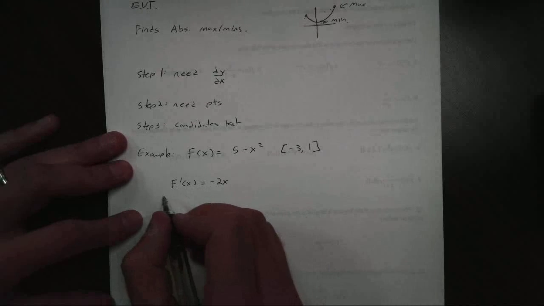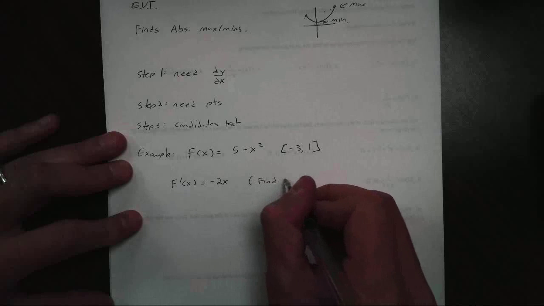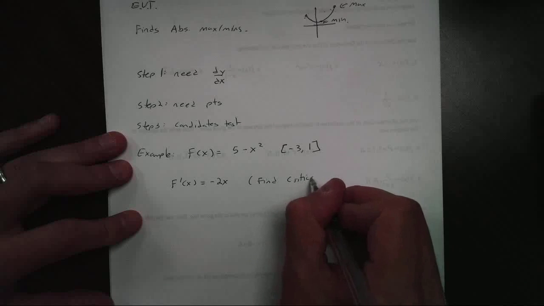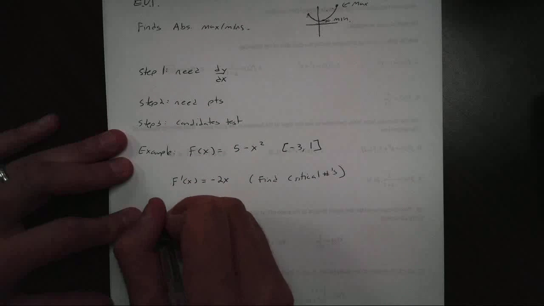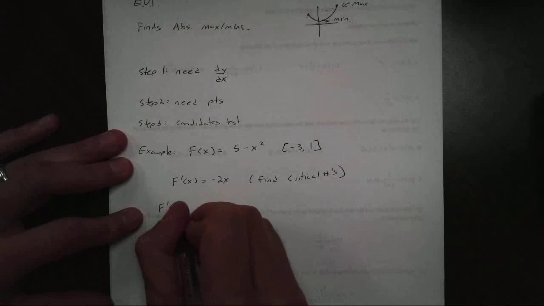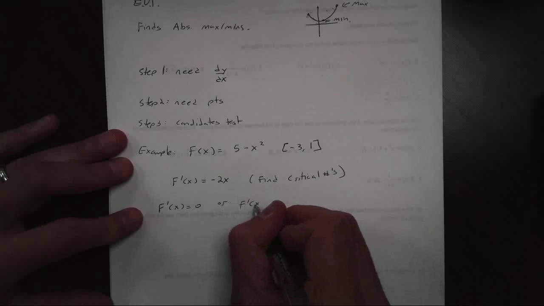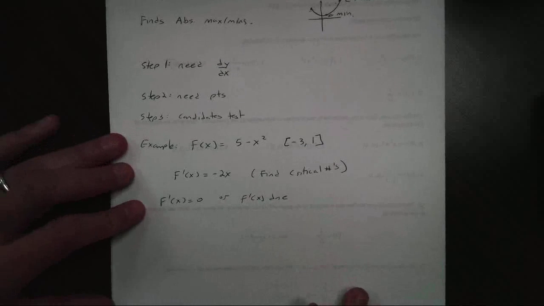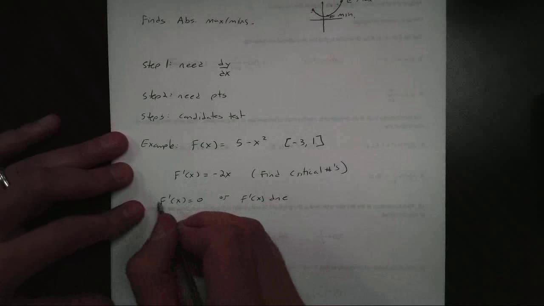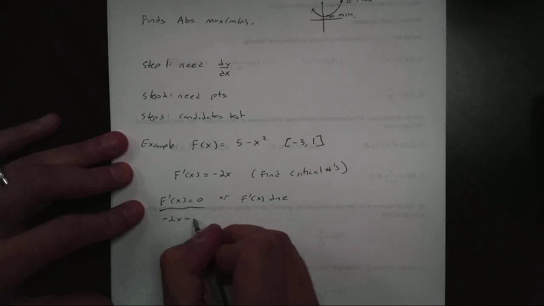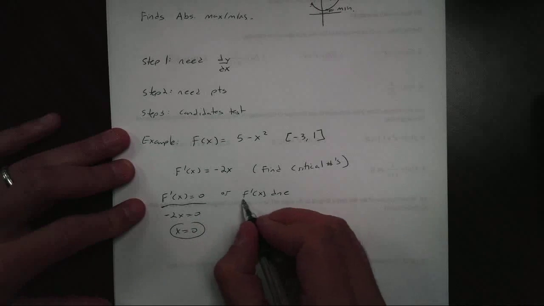Now, the derivative is used to find what we call critical numbers. As we've discussed in class already, a critical number is where one, the derivative equals 0, or two, the derivative does not exist. Since this is my derivative here, -2x, it's pretty easy to find out where it equals 0. -2x equals 0, x equals 0. Is there any place where this does not exist?